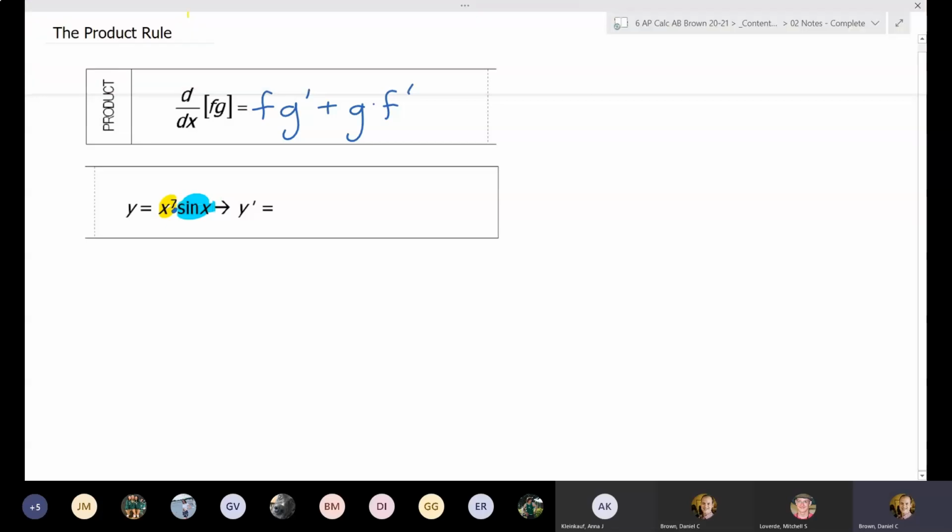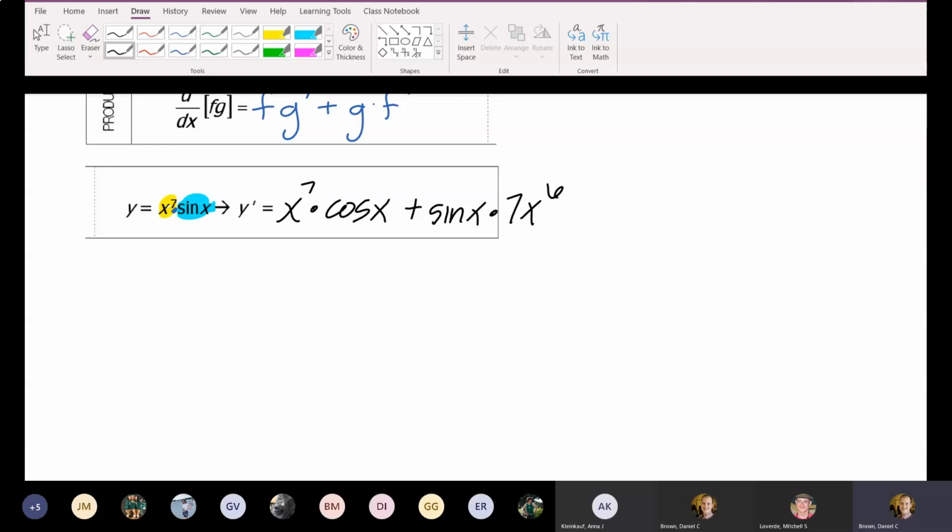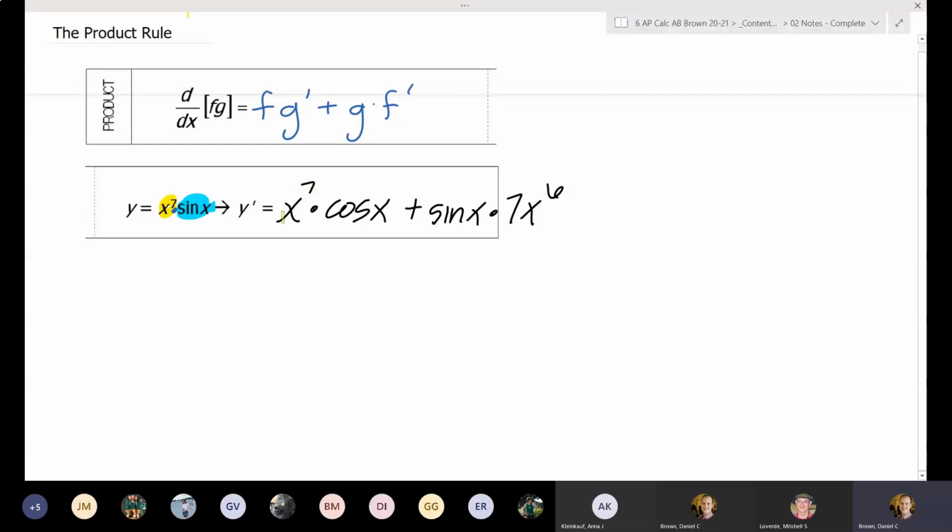What that derivative ends up looking like, so I have the first part times the derivative of the second. The derivative of sine is cosine, plus the second, which was sine, times the derivative of the first, which was 7x to the 6th power.